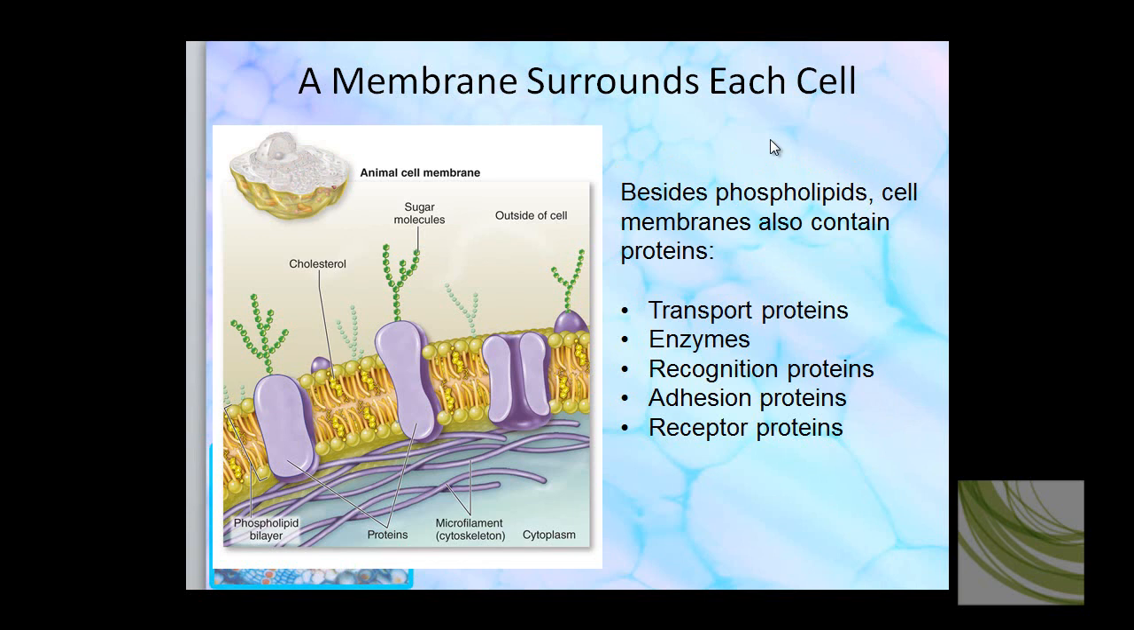Here is a membrane cross-section showing some of the parts of a membrane. You have these little sugar molecules on the outside of the cell. These are attached to little proteins. The purpose of these different kinds of sugar molecules is for identification.